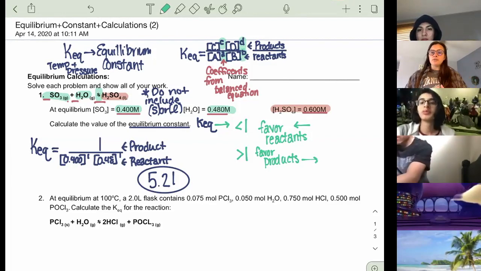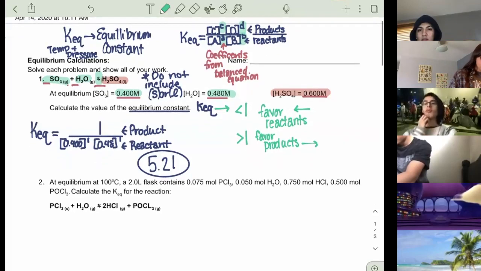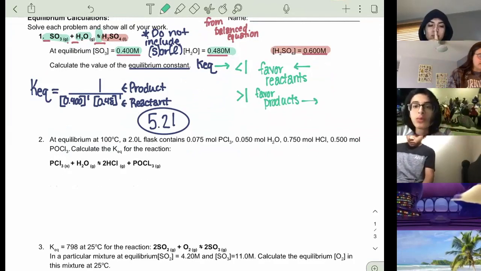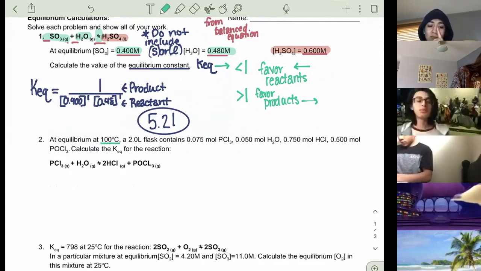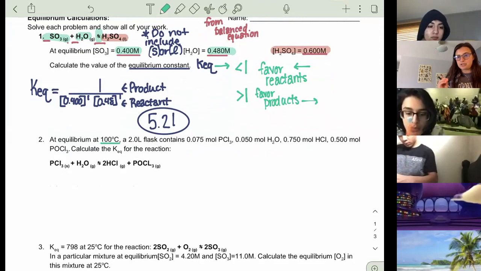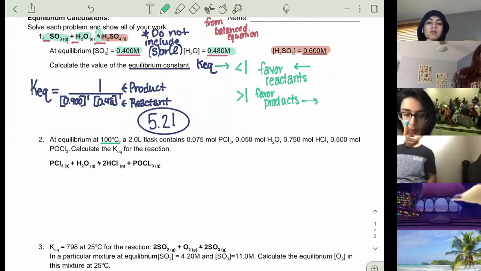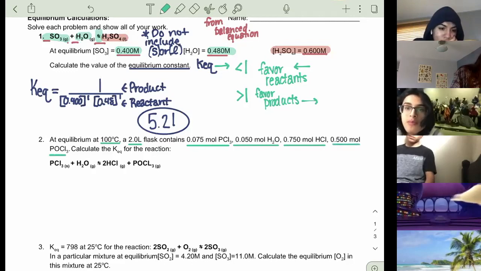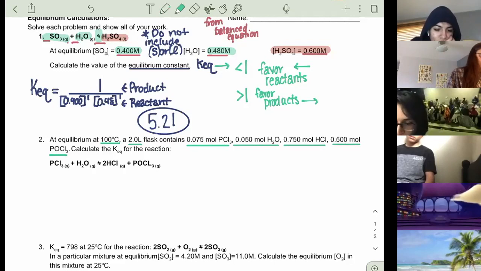Okay, we're going to do number 2. It has a couple things we need to be aware of. First, we're at a set temperature, which is good because it means we can solve for the specific equilibrium constant at that temperature. It says at equilibrium at 100 degrees Celsius, a 2-liter flask contains 0.075 moles of phosphorus trichloride, 0.05 moles of water, 0.75 moles of hydrochloric acid, and 0.5 moles of POCl3. Our job is to calculate the equilibrium constant.